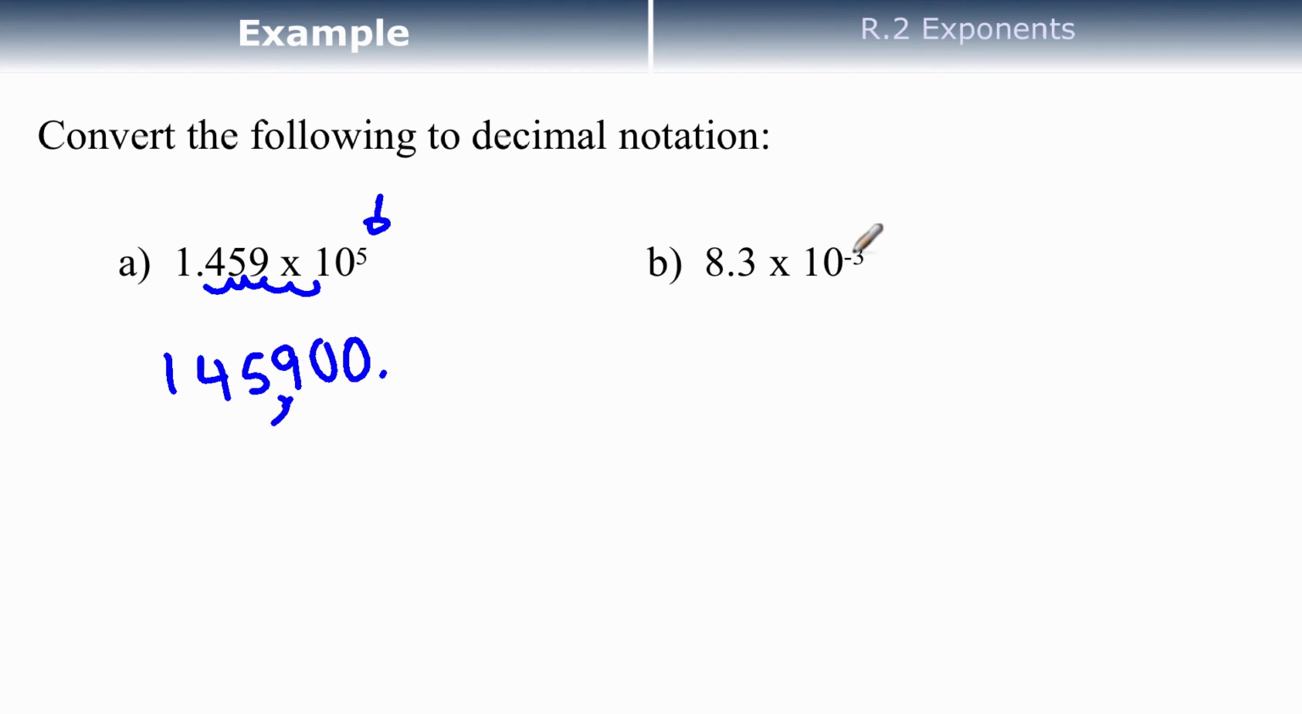This one, negative number, so it's small. Therefore, I'm going to move my decimal to the left. So I'll move it 3. So 1, 2, 3. I'm going to have to put 2 zeros in there.